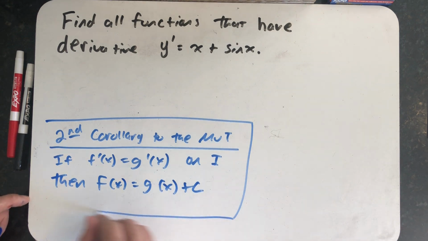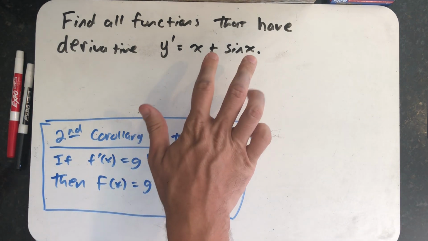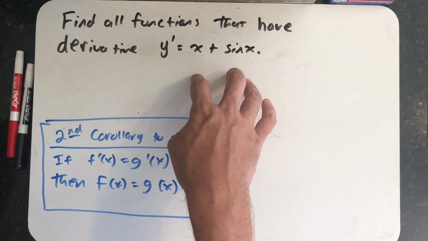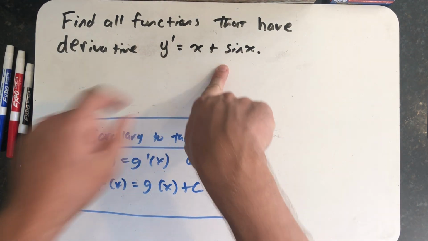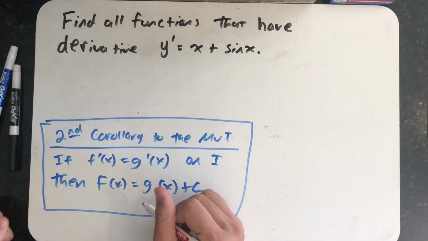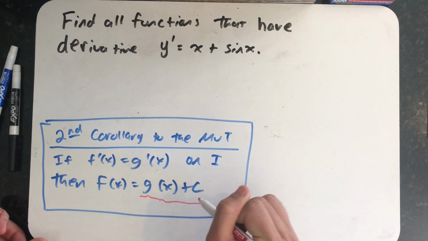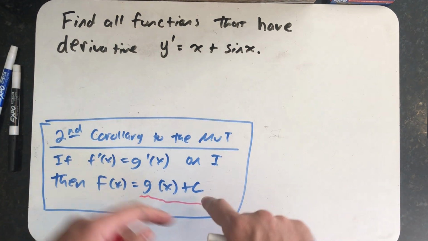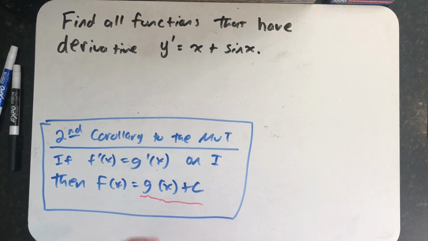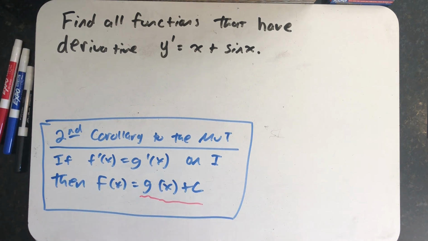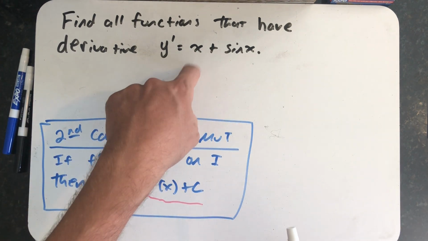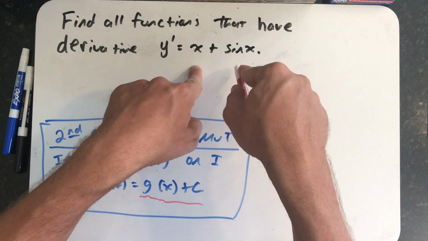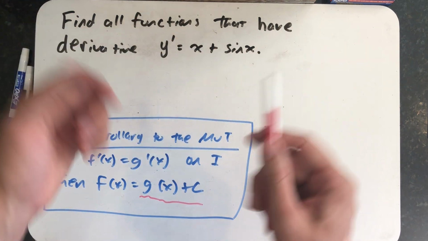Well, the second corollary to the mean value theorem gives me my method of solution for this. If I can think up one function that has this as its derivative, then every other function that I'm looking for that has this as a derivative is that one plus some constant. So I can write them all down by writing the one I've thought up plus some constant c. So looking at this, I just need to find a function whose derivative is x, and then a function whose derivative is sine x, and add them together.